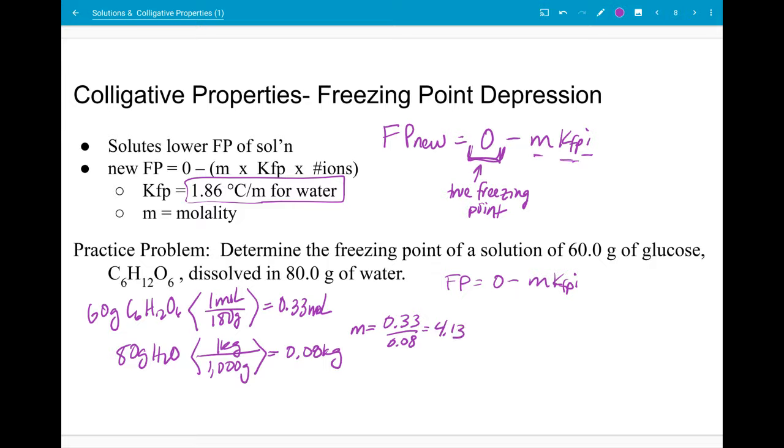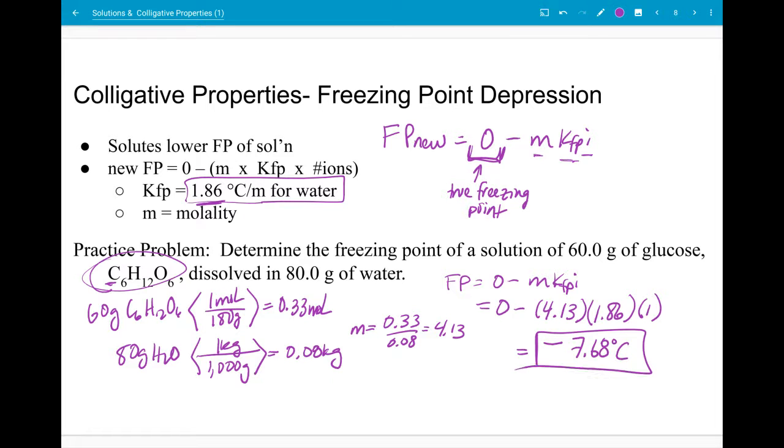That's 4.13 m. So now we have 0 minus 4.13. KFP is a constant, just like the gas law constant. So 1.86. And then I, for this one, because it starts with C, it's a nonmetal, I is 1. So our new freezing point is going to be negative 6.68 degrees C.